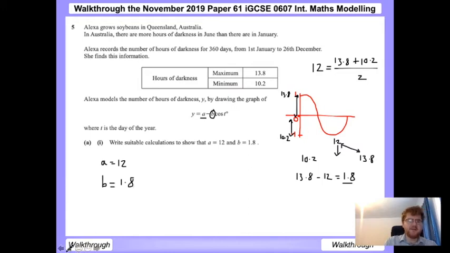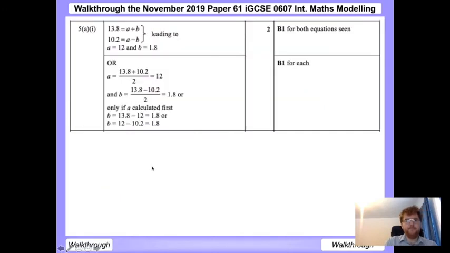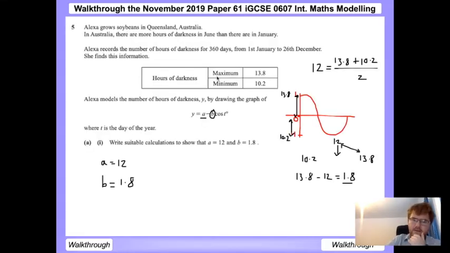Now, if I show you the mark scheme on this, you'll see that they calculate it this way. To work out A, you just add together the maximum and minimum and divide by 2. That finds you where it is in the middle. And for B, I want to find the distance between these two points, the maximum and minimum, and then divide it by 2 to find half of it, which represents the amplitude. So we get our values: A is 12 and B is 1.8.